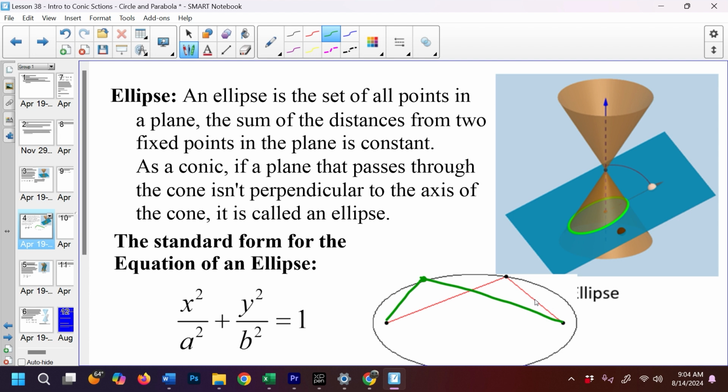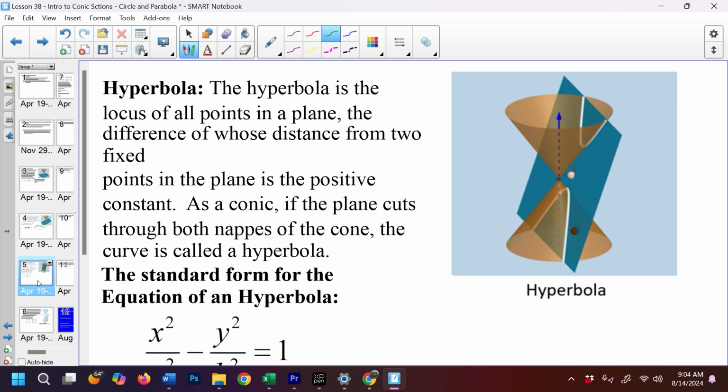Now, if we define it as a conic section, if a plane passes through the cone and isn't perpendicular to the axis of the cone, then it is called an ellipse. So if this angle right here is not a right angle, as it was in a circle, you're going to get an ellipse. The standard form for an equation of an ellipse is oversimplified. We will talk about it in more detail in the next lesson.